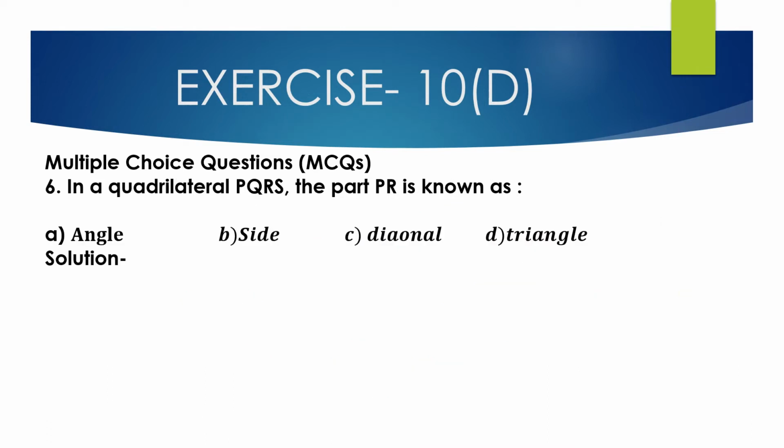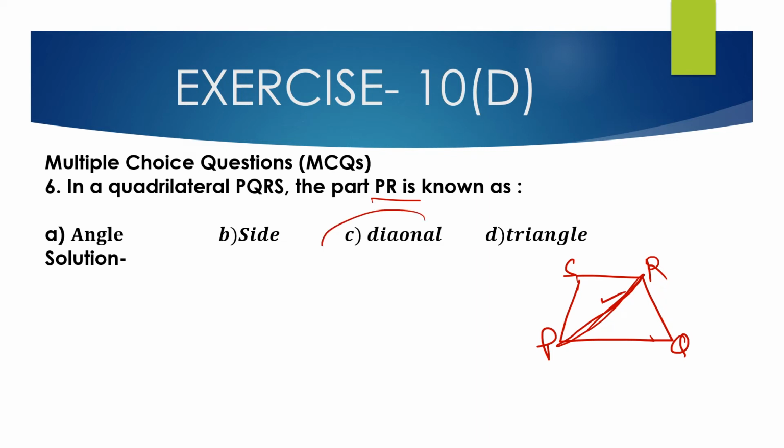Now question number 6. In a quadrilateral PQRS, the part PR is known as what? In quadrilateral PQRS, the part PR is a diagonal. QS is also a diagonal. So the answer is diagonal. Option C is the correct answer. PR is a diagonal.